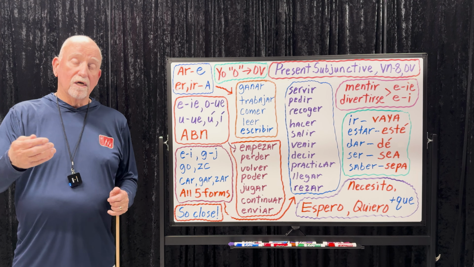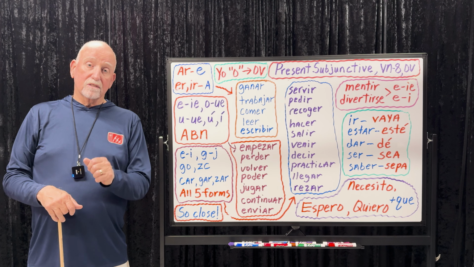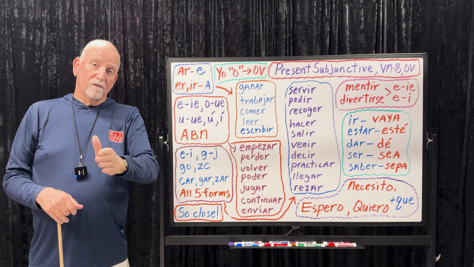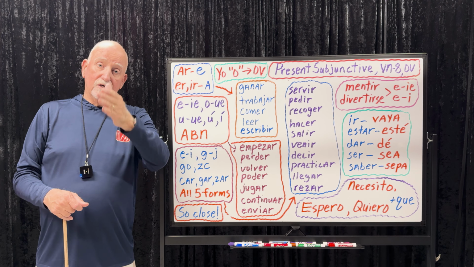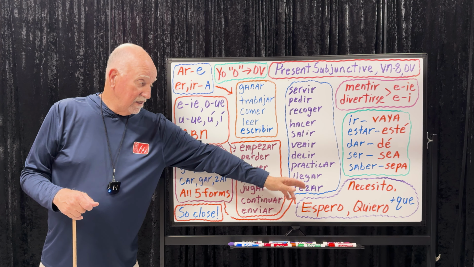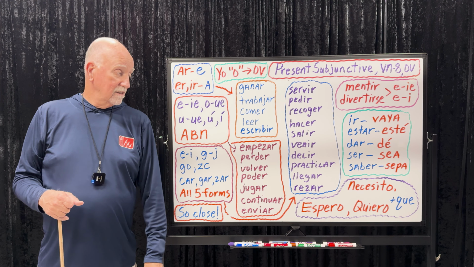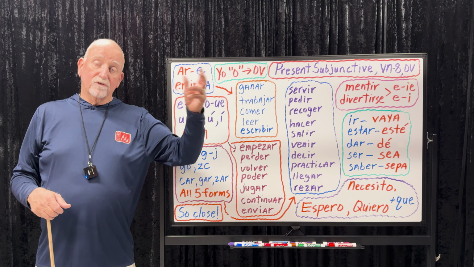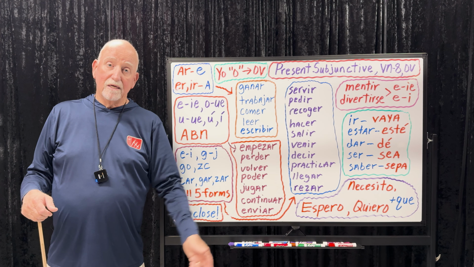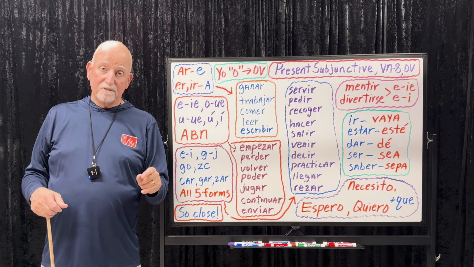Remember, present subjunctive sentences have three parts: the tow vehicle, the trailer hitch, and the trailer. The tow vehicle is going to be one of these verbs that we mentioned in the present tense. The trailer hitch is always the word que, and then the trailer is going to be whatever verb you want it to be, but it's going to be an opposite vowel.